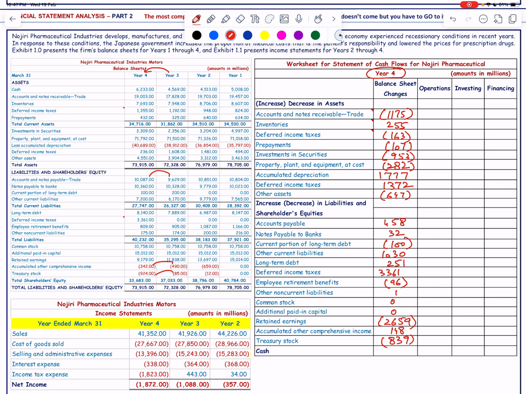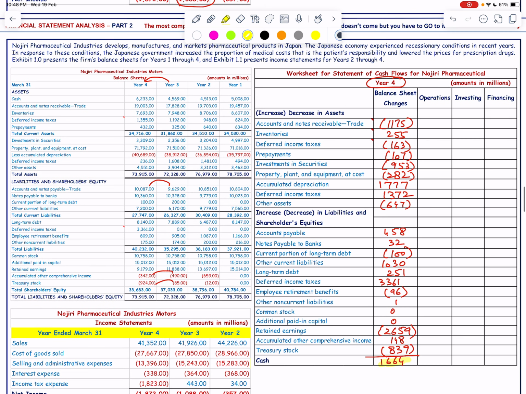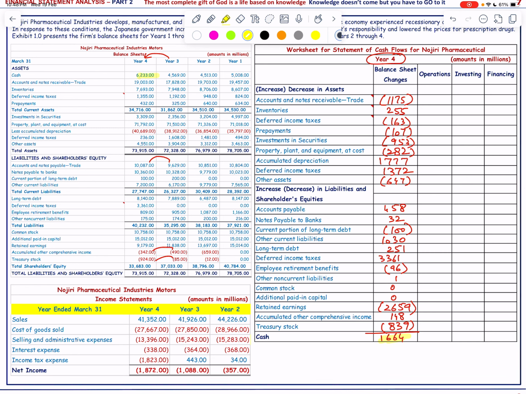Okay. Now once again we are going to make the total, and if we make the total it is 1664. So now we can compare this number with the relative increase in the cash, and you can see the relative increase in the cash is 1664, and that's why this calculation is correct. Next we are going to put these values in the operation, investing and financing.